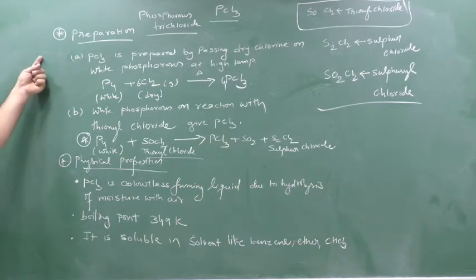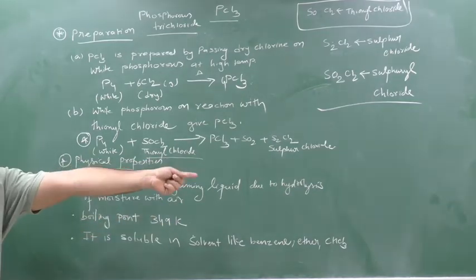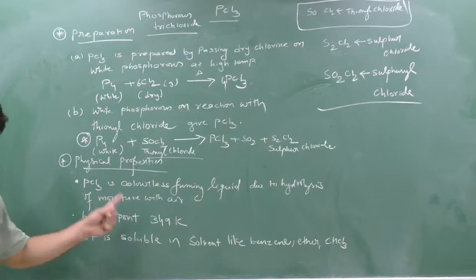So understood the preparation: if you want to prepare PCl3 from white phosphorus, either you pass dry chlorine gas over the white phosphorus, or you take thionyl chloride and react it with the phosphorus. But with thionyl chloride, please remember there is one extra product coming out, that is sulfur chloride. Clear? And in the physical property I told you that PCl3 is a colorless fuming liquid.